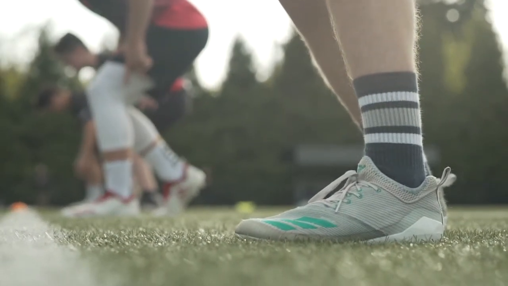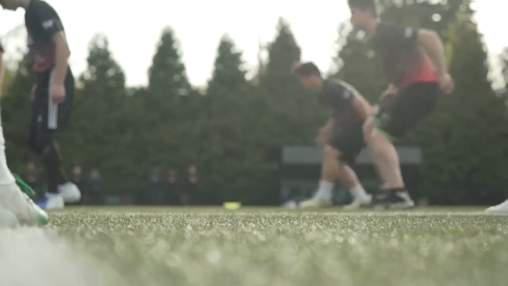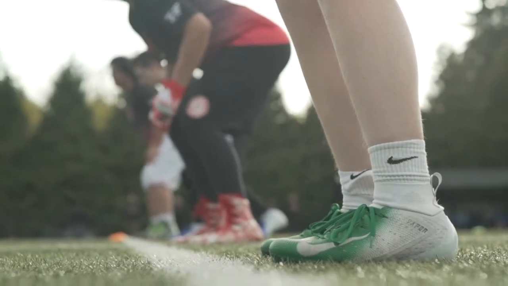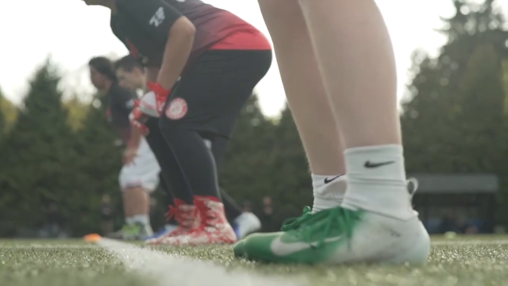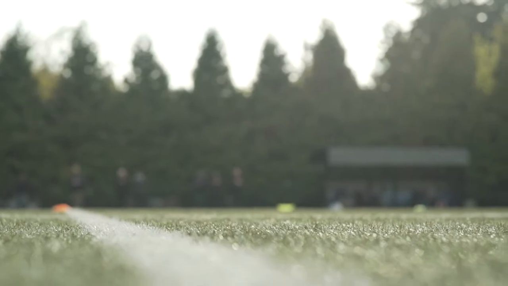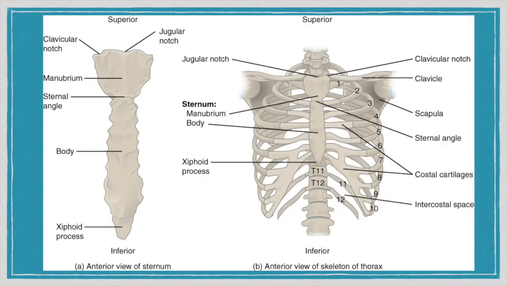Bones of the upper limbs. The bones of the upper limbs include the bones of the arms, wrists, and hands. Bones of the arm. The humerus is the bone in the upper arm. The radius is the bone that runs on the thumb side of the forearm. The ulna is the bone that runs on the side of the little finger of the forearm.